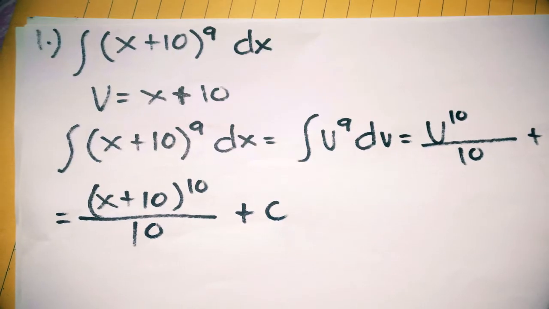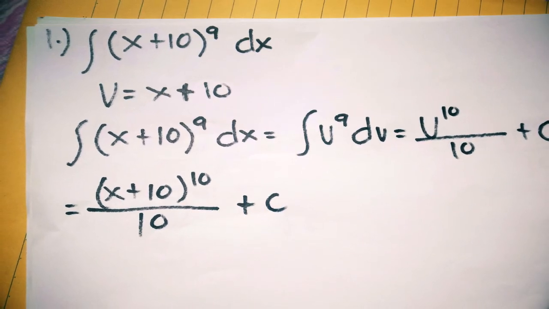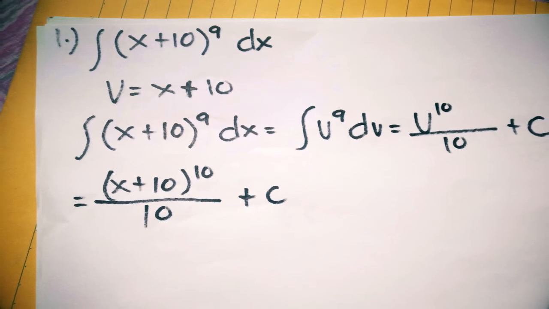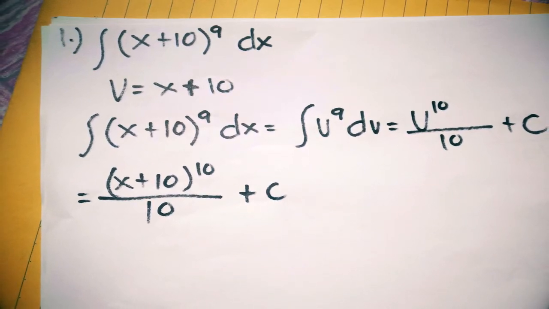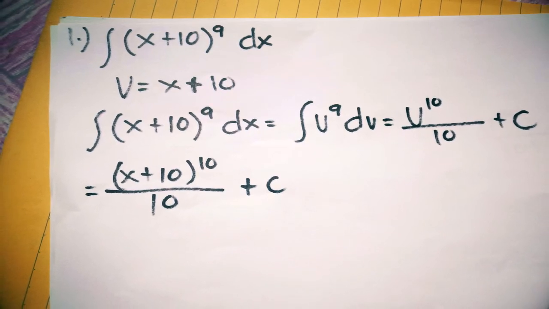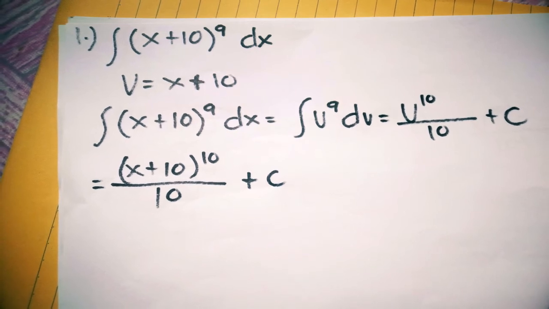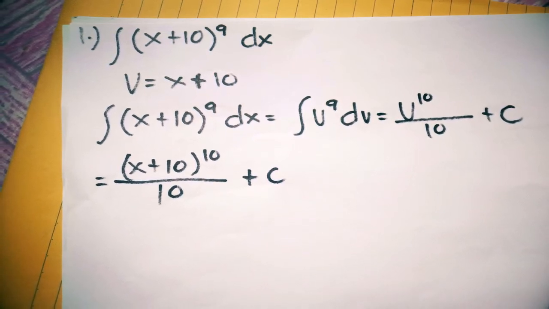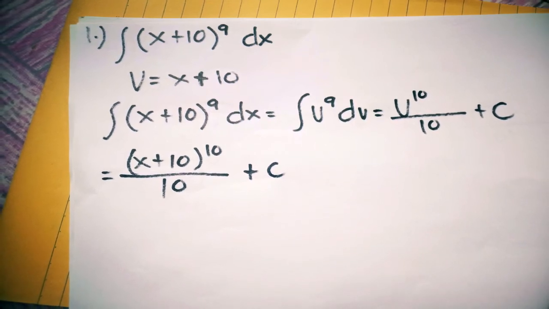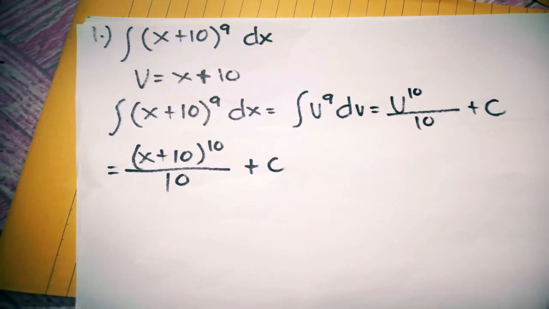Number 1, the integral of the quantity x plus 10 raised to the power of 9 dx, where u equals x plus 10. The integral of the quantity x plus 10 raised to the power of 9 dx equals the integral of u raised to the power of 9 du, which equals u raised to the power of 10 over 10 plus c, and the final answer would be the quantity x plus 10 raised to the power of 10 over 10 plus c.